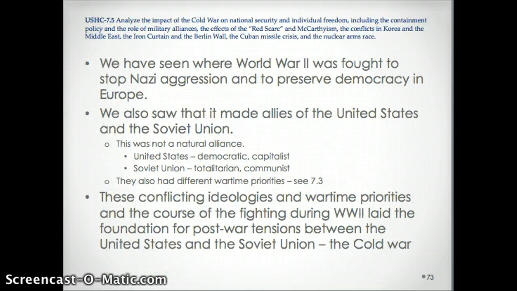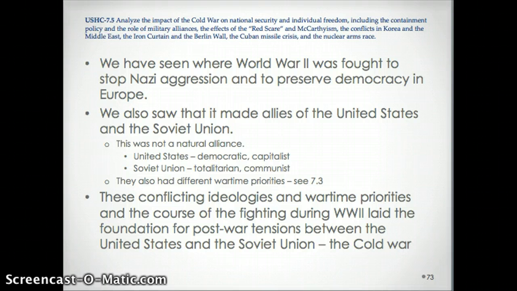We've seen where World War II was fought to stop Nazi aggression and to preserve democracy in Europe. We also saw that it made allies of the United States and the Soviet Union. Of course, there's that famous quote by Winston Churchill I told you before that said, "My enemy's enemy is my friend." So even though we really don't consider ourselves that close to the Soviet Union, during World War II we were allied together out of necessity. And it's not a natural alliance.